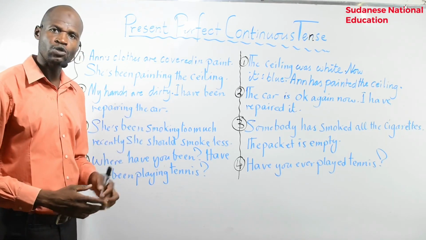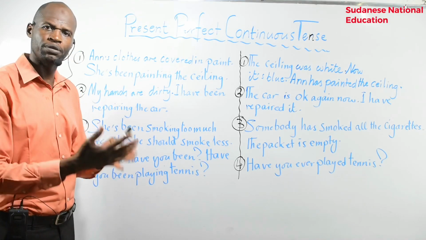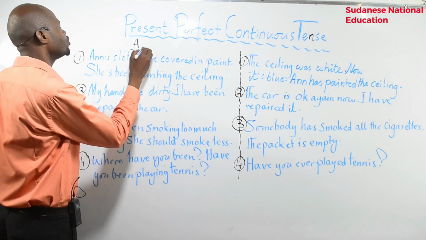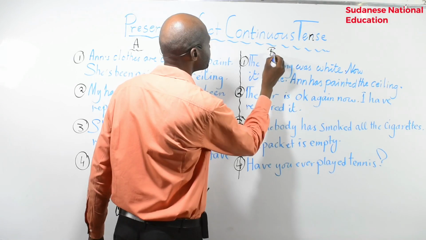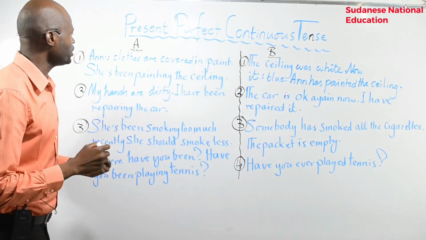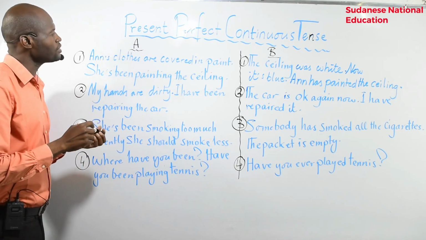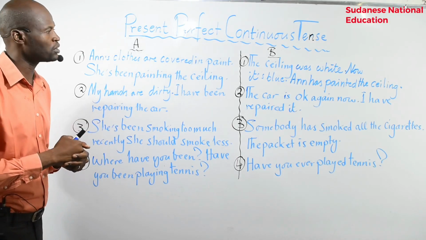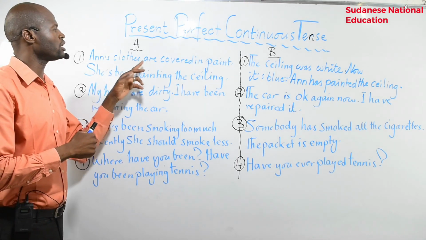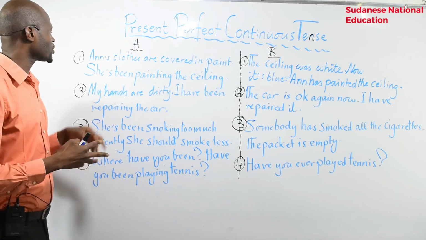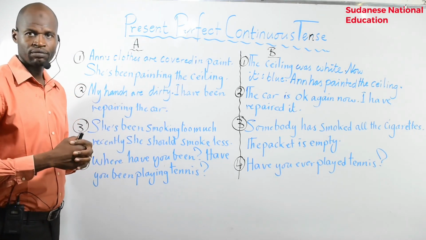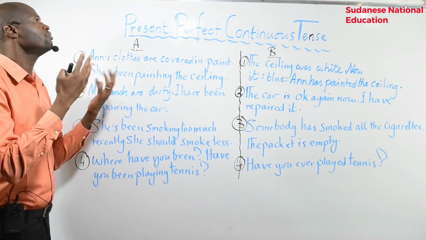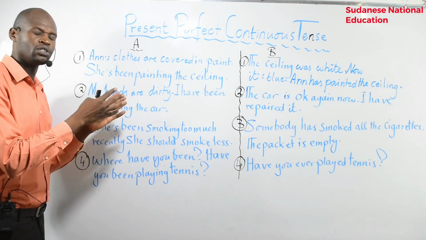Okay, let's see the differences between present perfect continuous and present perfect tense. Here in A, we have present perfect continuous. In B, we have present perfect tense. Let's see the situation in which we use each. Anne's clothes are covered in paint now. She's been painting the ceiling. So she's been painting what? The ceiling. She's in the middle or finished, it doesn't matter.